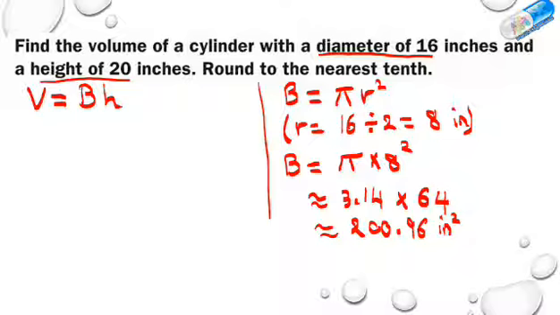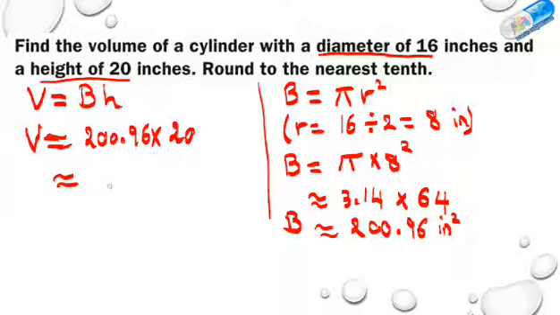Now take this area and put it here in the volume. So V equals B, which is 200.96, multiplied now by the height of the cylinder itself, which is 20. So 200.96 times 20 is approximately 1,019.2 cubic inches. And this is rounded to the nearest tenth.